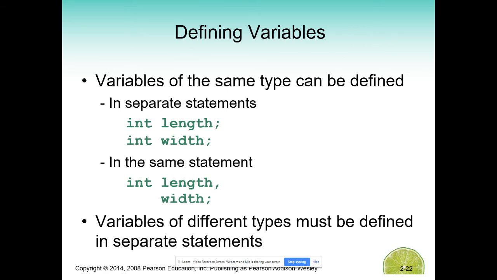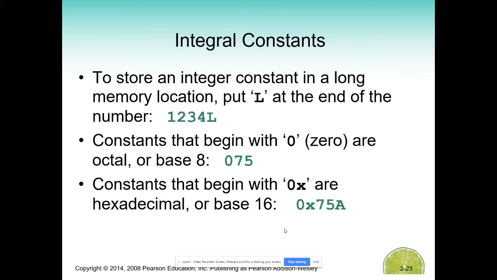Defining variables. Variables of the same type can be defined in separate statements or in the same statement. You can say int length and then int width, or you can say int length, comma, and then width. And you could have it all in the same line as well. Okay. However, variables of different types must be defined in separate statements, meaning that I cannot say int age, comma, and then name. Does that make sense? Because name needs to be a string, right? Unless you're planning to have name hold a number.